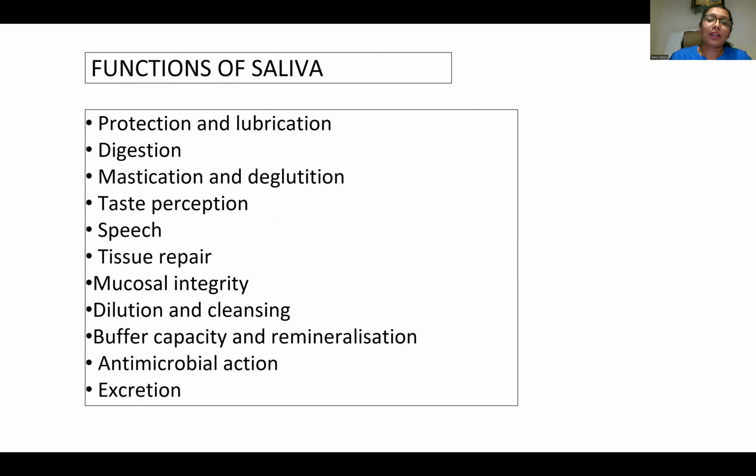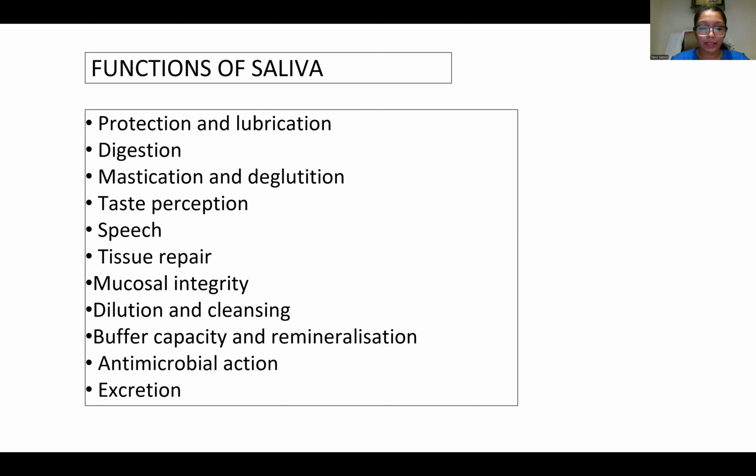The various functions of saliva take place through various components present in the saliva. The protection and lubrication is done by mucin and proline-rich proteins. Digestion is done by amylase and lipase. Mastication and deglutition is done by water and mucin. Taste perception is done by water and lipocalins.